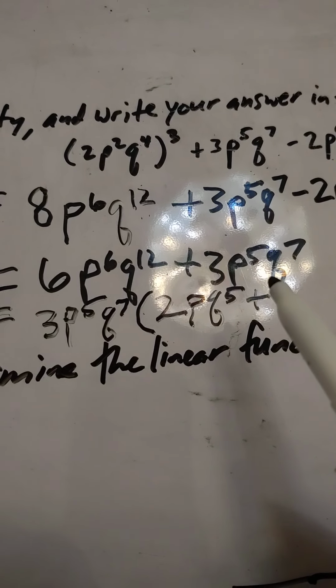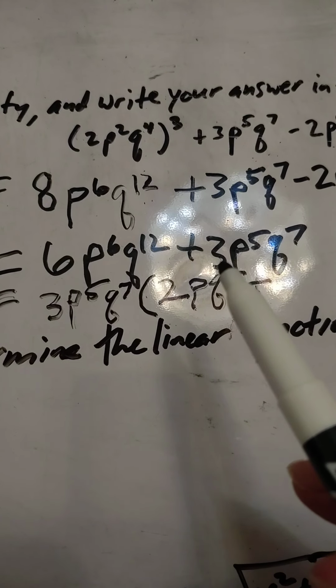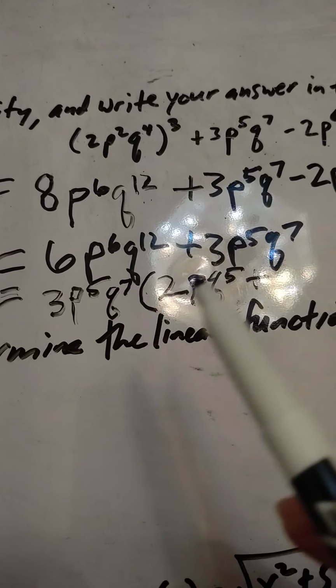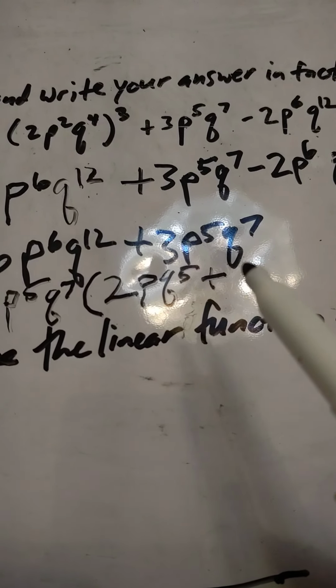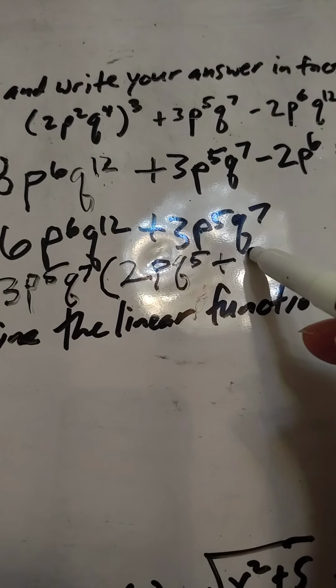And now for the second term, what am I missing? Well, the 3 we already pulled out, so we don't have to worry about that 3. The p to the fifth I've already pulled out, and q to the seventh I've already pulled out. So what must I write here? Everything is accounted for. You have to write a 1.